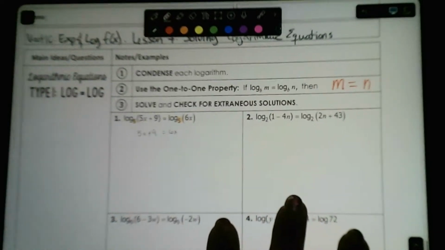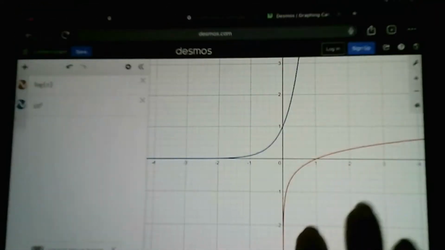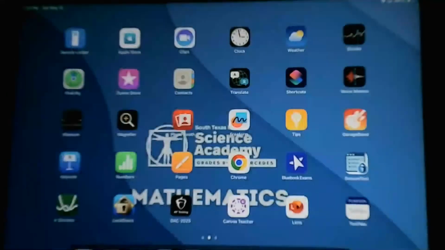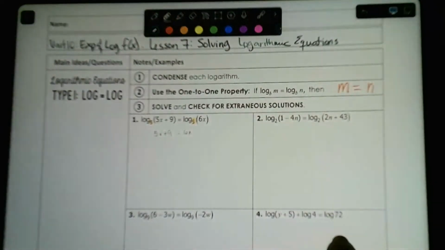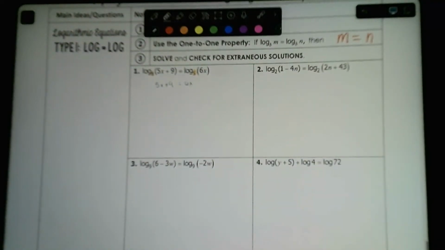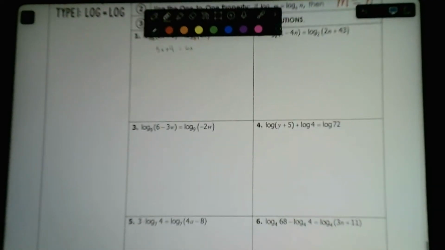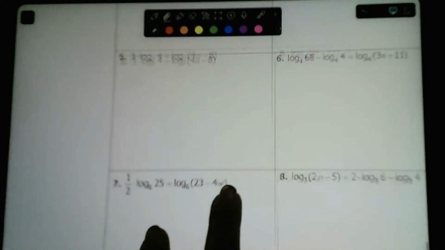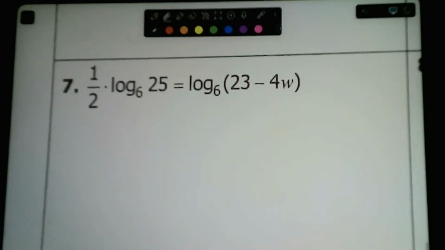I'm happy to set up one more. If there's any others on this page that look, oh my God, what did I do? Are there any other logarithms on this page that look particularly challenging that you would like to see done? Let's do number 7. Oh, that one does look ugly.